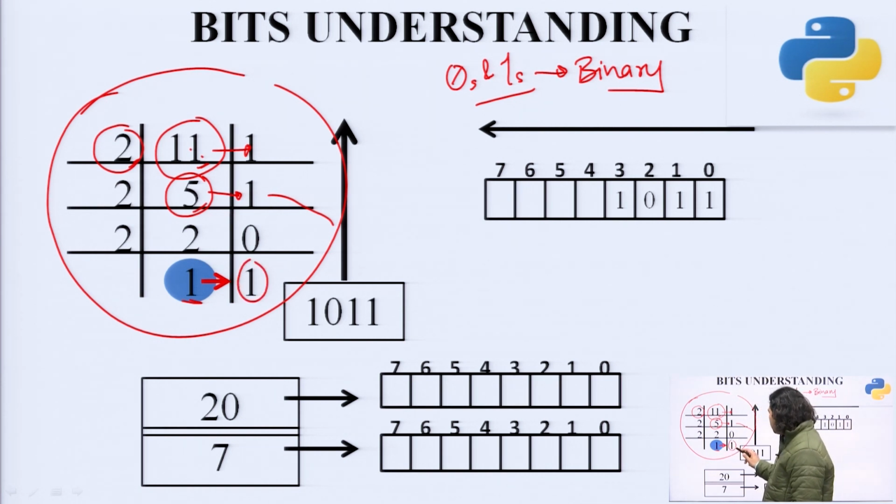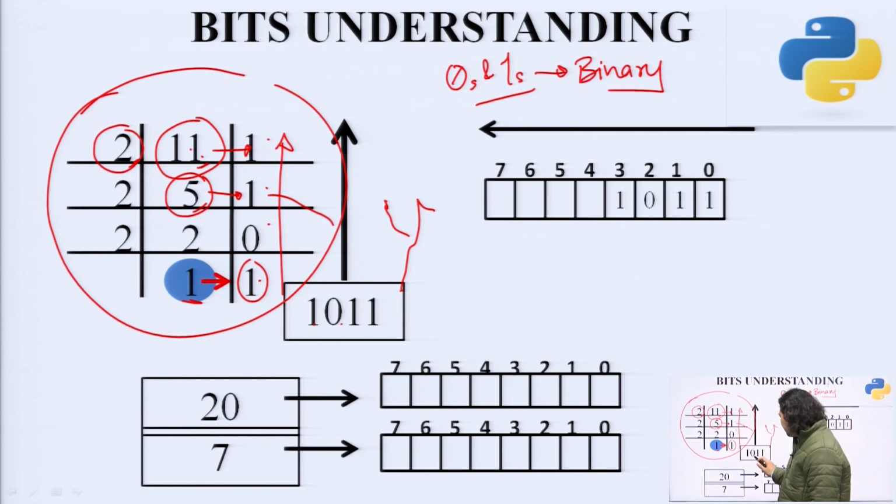Now, we just need to shift it towards the right, and read this sequence not from the top, but from the bottom. That means you need to write the sequence from the bottom, that is 1 0 1 1. So, 1 0 1 1 is the conversion in binary form for 11. Similarly, you can try these examples, that is 20 and 7.